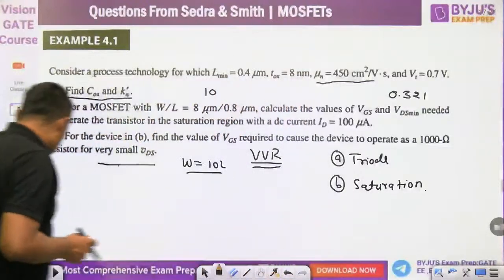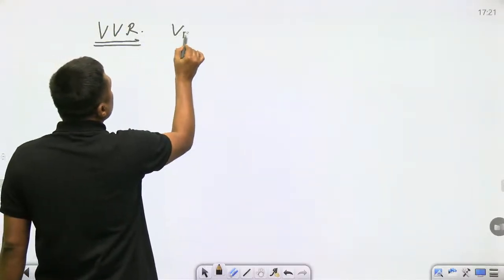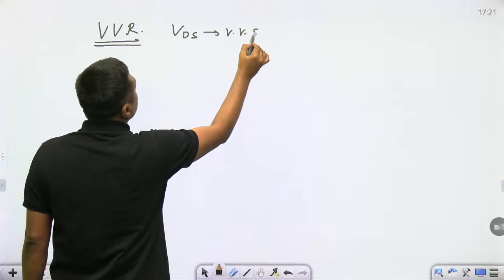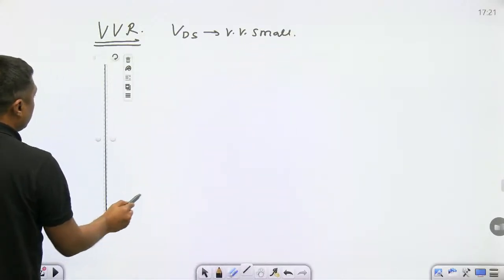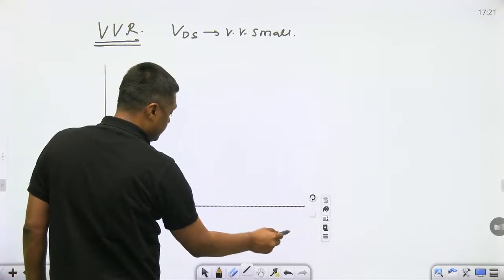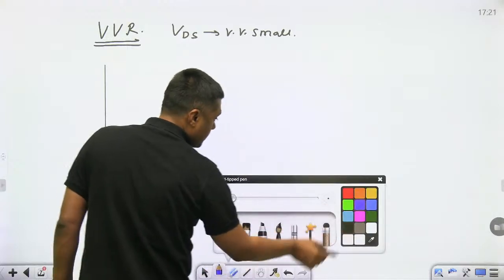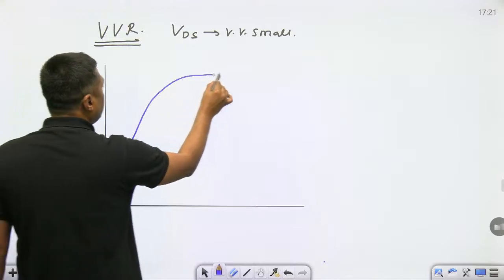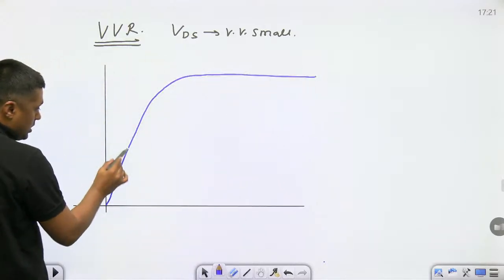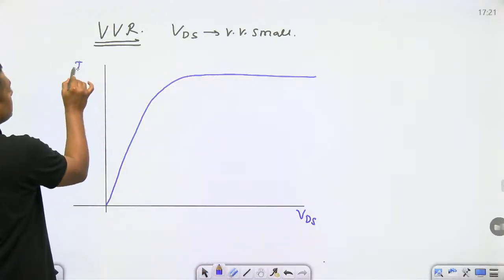Then how we can find for VVR? Actually it is a voltage variable resistor. VDS should be very, very small. Why? Simply according to the characteristics, this is the characteristics of the MOSFET. First of all, it follows the Ohm's law, bending of the curve, and then it will enter into the saturation. So here, this is the VDS and this is the IDS.